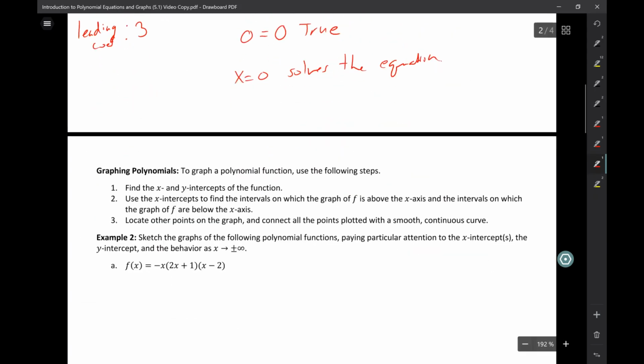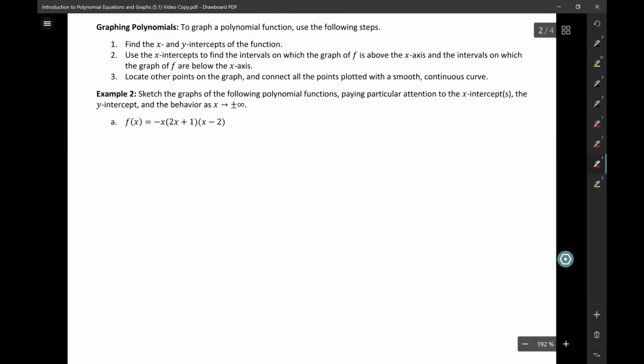Now what we want to do is discuss how to graph polynomials. To graph a polynomial function, we use the following steps. We first find the x and y intercepts of the function. We find the x-intercepts, recall, by setting y equal to 0 and solving for x. We find the y-intercept by setting x equal to 0 and solving for y. We then use the x-intercepts to find the intervals on which the graph of f is above the x-axis and the intervals on which the graph of f is below the x-axis.